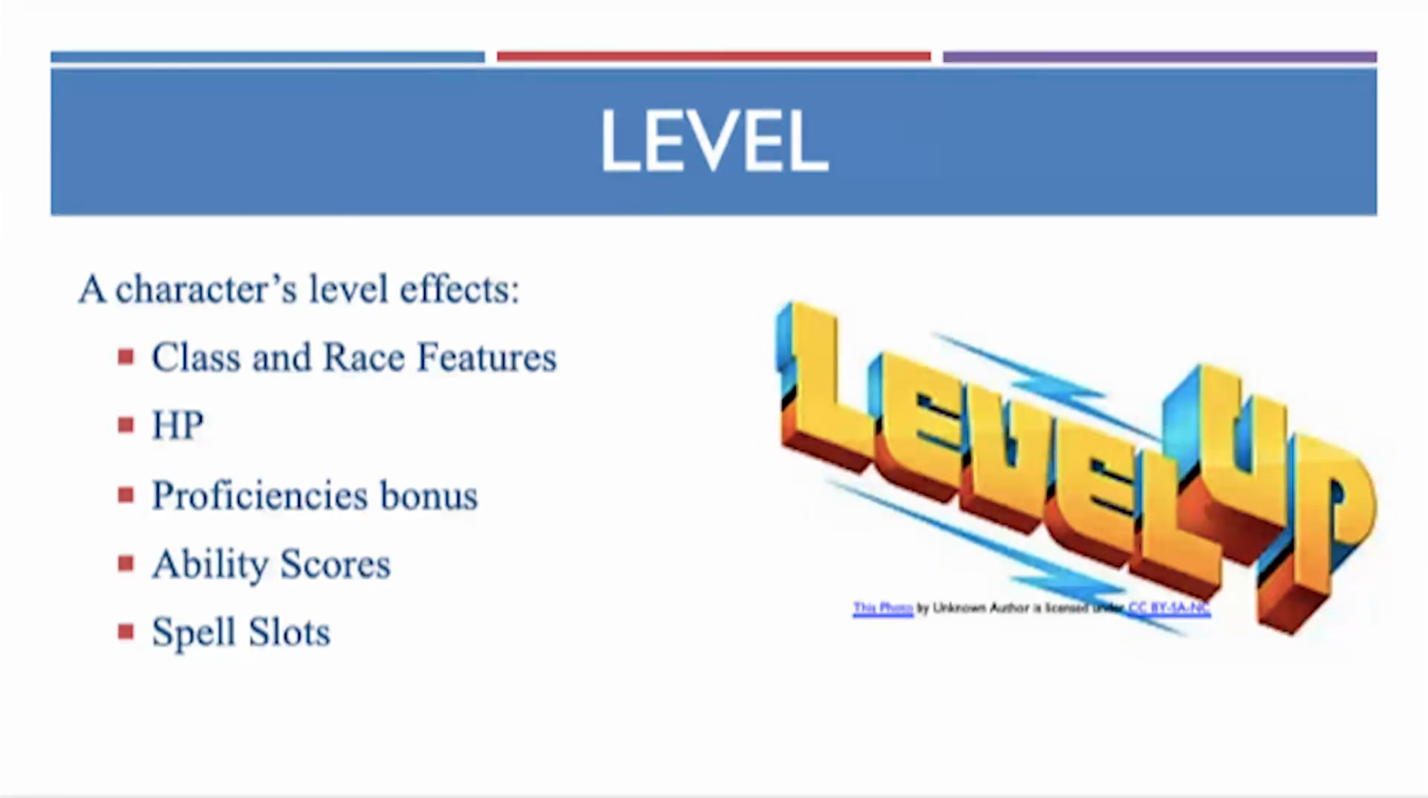When you reach 4th, 8th, 12th, 16th, and 19th level in any class, you can increase one ability score by 2 or two ability scores by 1. As your character increases in levels of a spellcaster class, their number of spell slots, level of spell slots, and the number of spells they know increase as well.